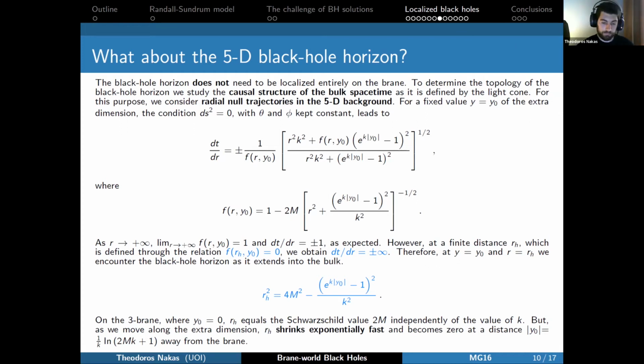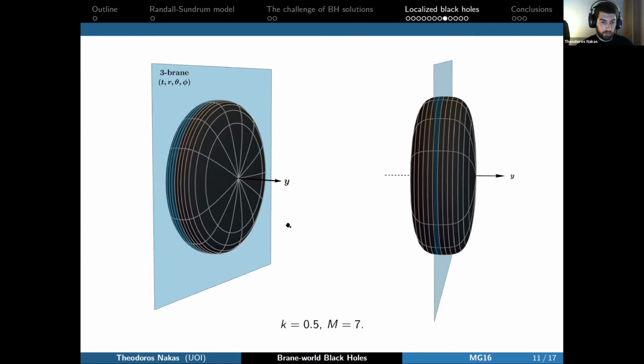As you can see from this relation, on the brane, where y equals 0, rh equals the Schwarzschild 2m independently of the value of k. But as we move along the extra dimension, rh shrinks exponentially fast and becomes 0 away from the brane. What we just described can be summarized in these two figures, where you can see the exponential suppression of the black hole horizon along the extra dimension. Here, the depicted brane coordinates are the radial coordinate r and the angular coordinate phi.